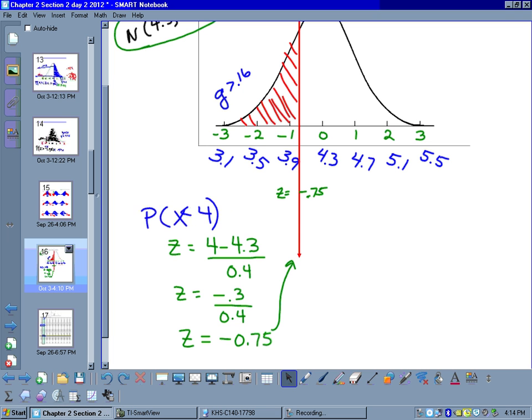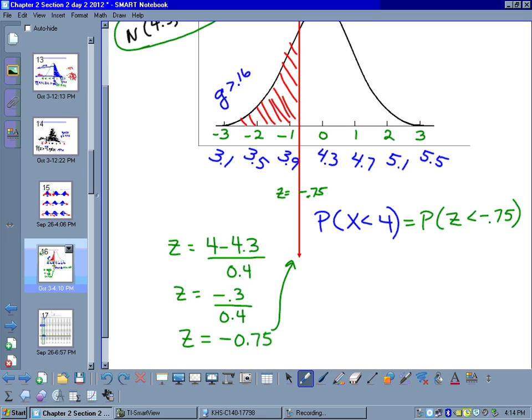Let me move my work over to this part. So I know that this is equivalent to saying that I want to find a z-score that is less than -0.75. And that is going to be approximately equal to, well, now I get to go back to my normal curve table and look up the area under the standard normal curve.